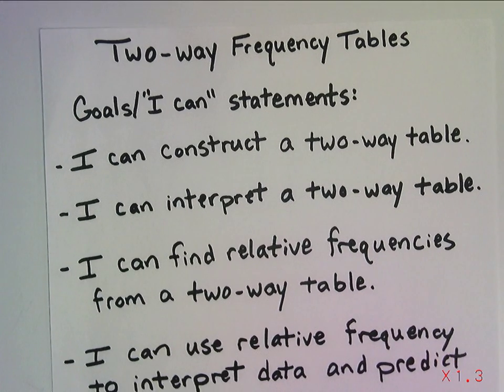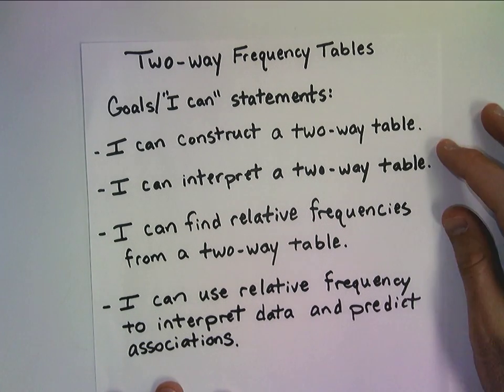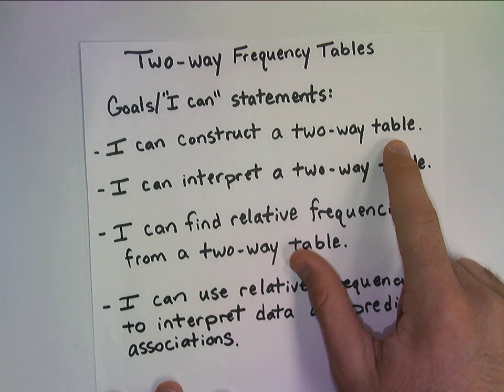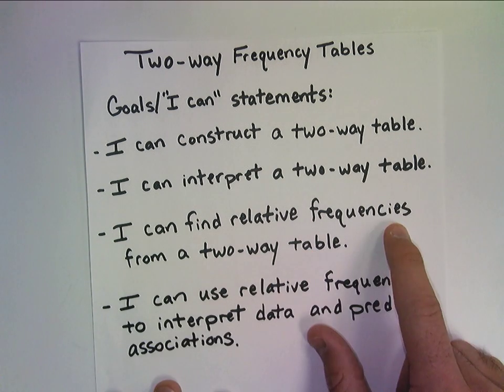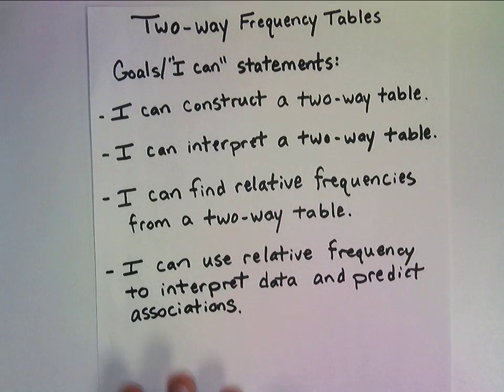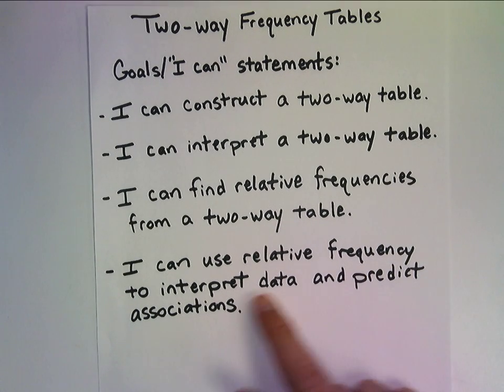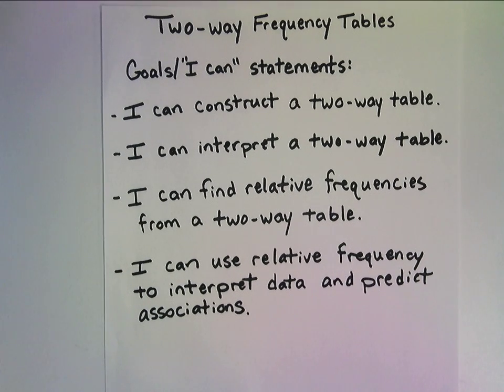So again, we did two-way frequency tables, and our goals or I can statements were: I can construct a two-way table, I can interpret a two-way table, I can find relative frequencies from a two-way table, and I can use relative frequency to interpret data and predict associations, which we did all of those things within your foldable today. Again, as always, if you're still struggling with this, go ahead and watch the video again, or you can ask me questions.